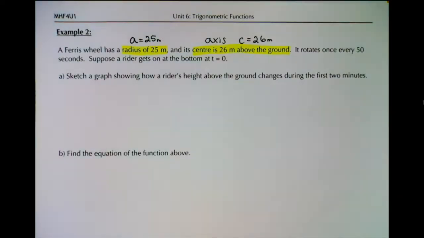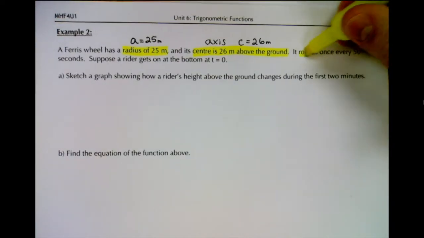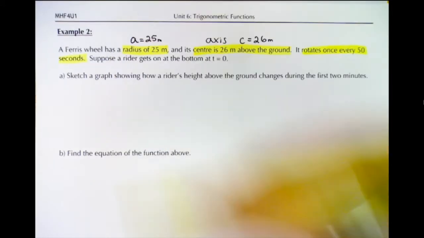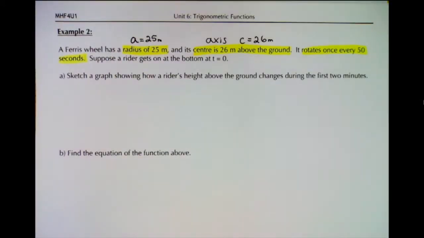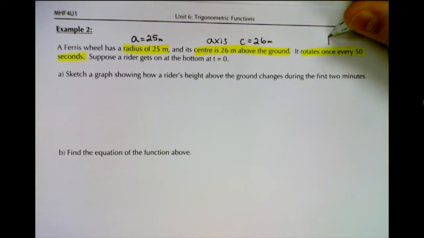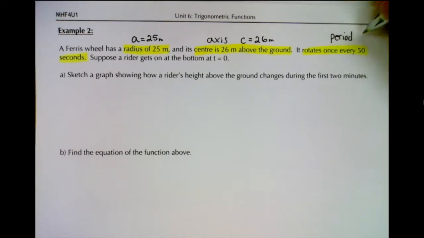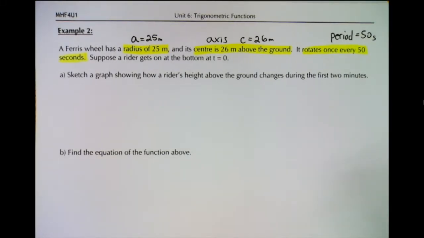It rotates once every 50 seconds. How long it takes to make one complete rotation or one complete cycle, that's your period. So that's telling you information about the scale of your graph. The scale of your graph will be in seconds, and it will take 50 of those seconds to make one complete rotation, which is, if we're talking about sine, from rest through max, back through rest, through min, and then back to a resting position at the axis. If it's a cosine function, it's from max to min to max.